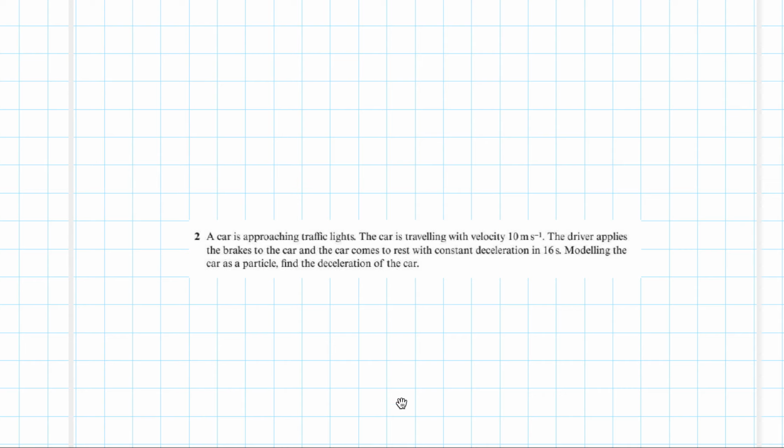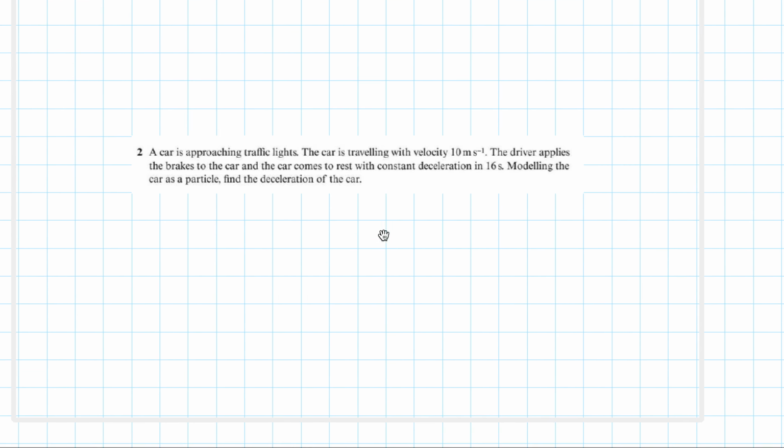For question 2, a car is approaching traffic lights. The car is travelling with a velocity of 10 meters per second. The driver applies the brakes to the car and the car comes to rest with constant deceleration in 16 seconds. Modelling the car as a particle, find the deceleration of the car.